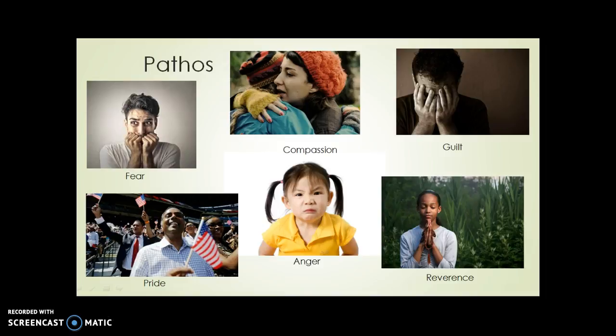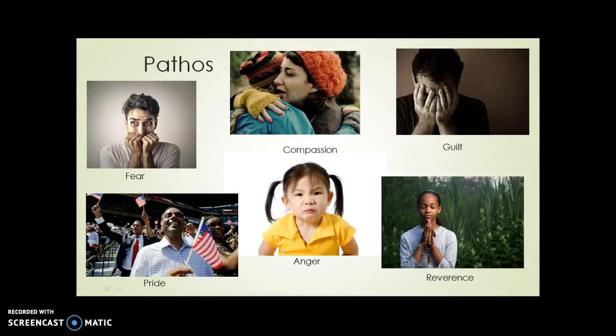You could evoke anger in your audience. Maybe you want them to be angry about terrorism or Wall Street and what they did to the public. Maybe you want them angry at politicians, or maybe you want them angry at slumlords in a tenement building, that sort of thing. And finally, the last emotion that I've got illustrated here is reverence.